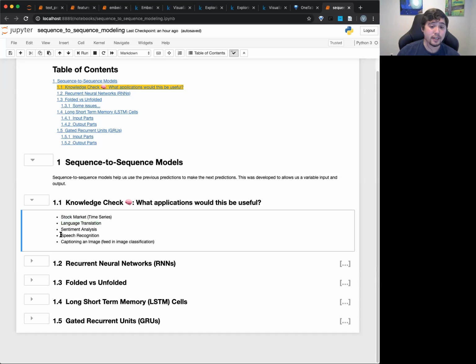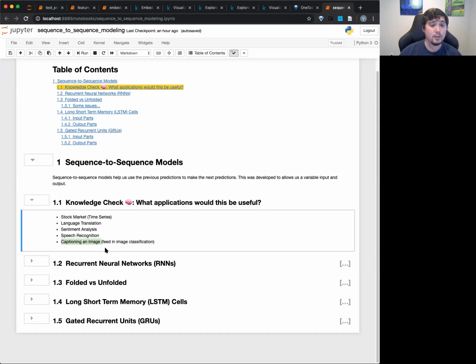There's other things like speech recognition, because again, it's language, and knowing what the previous sounds were, the previous phonemes technically, will help you predict what the next phonemes are supposed to be. So that can help you translate that speech, that audio, into text. And then an interesting one I put in here that I think most people don't think of is captioning an image. There are some great papers on how you could caption an image.